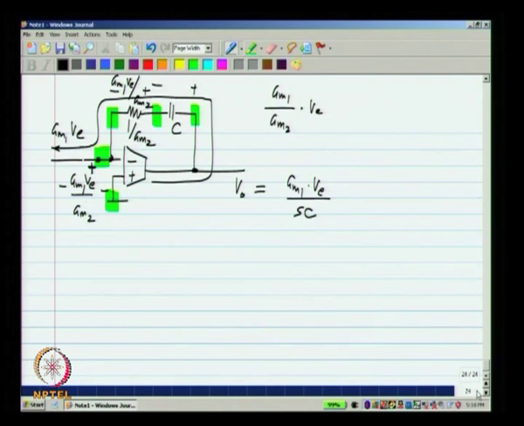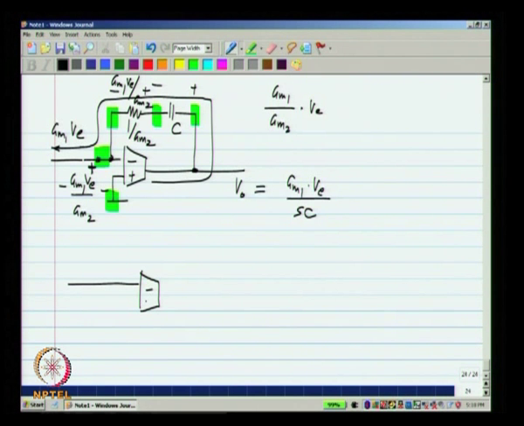This is fine. So, by placing a resistance in series with the capacitor, we can eliminate the right half plane 0, and the value of the resistance has to be 1 over GM2. Now, if the value of the resistance changes from 1 over GM2, you will get not an exact cancellation of the 0, but something else that we can also see. So, let us assume again the same circuit, and I will call this RZ.